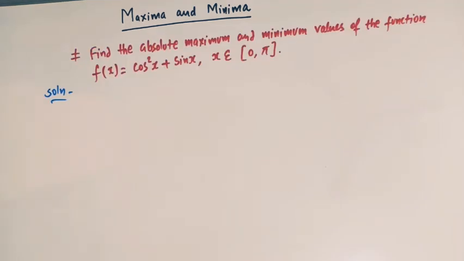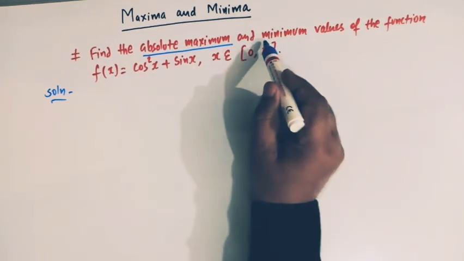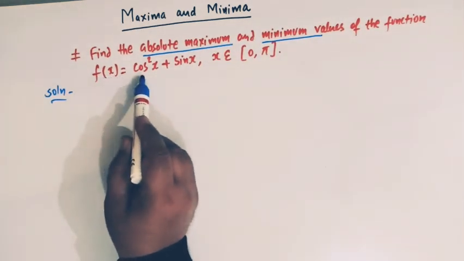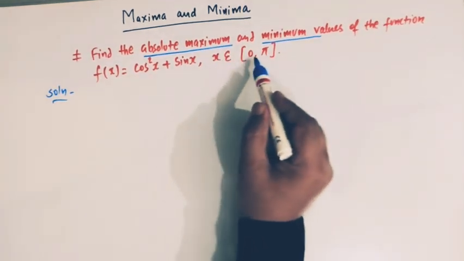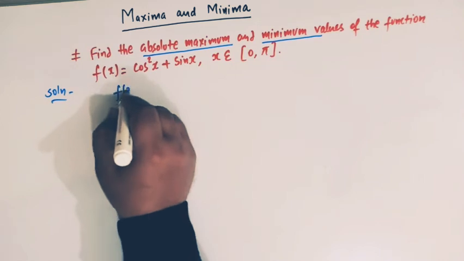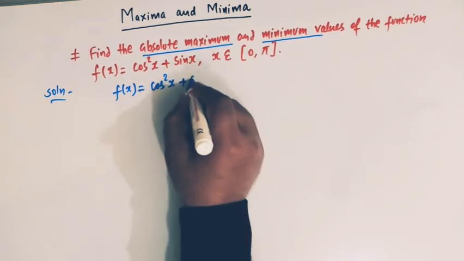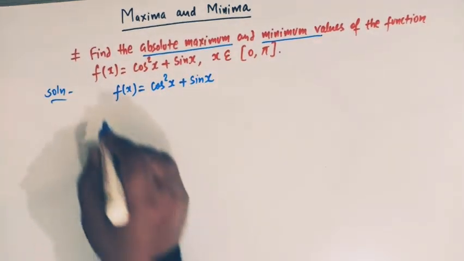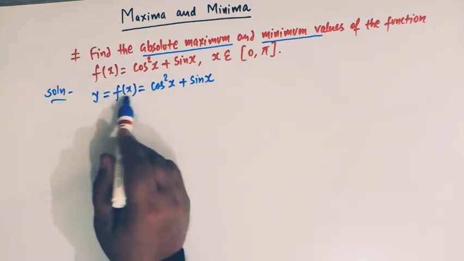Now let us take this problem. Here we have to find the absolute maximum and minimum values of the function f of x is equal to cos square x plus sin x, where x belongs to the interval 0 to pi. Now here we have this function, and let us first find out the derivative of this function, right? So let us call this function as y equal to f of x.